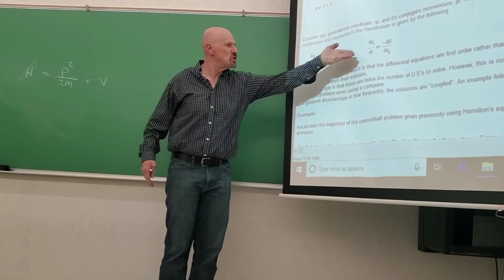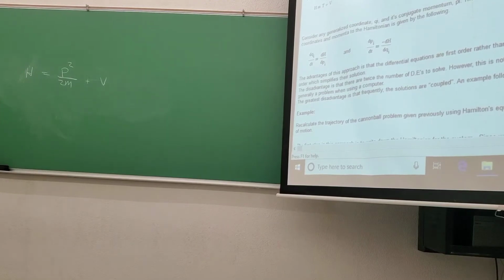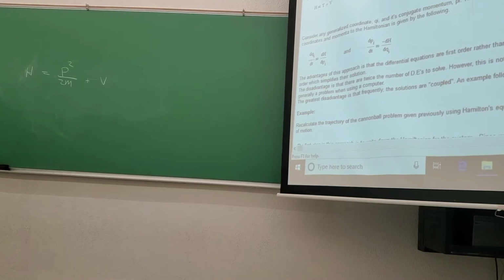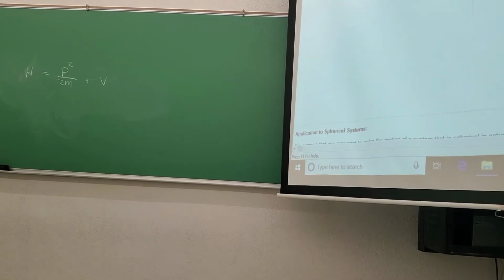Then we have 2 differential equations, both single order, so we only have to do 1 integration each. You still have to do 2 integrations. We're applying those in quantum mechanics in a slightly different way, but knowing what these terms mean will be the most important part that I will be asking upon. Then I simply redid the cannonball problem using Hamilton's equation. We got exactly the same results.